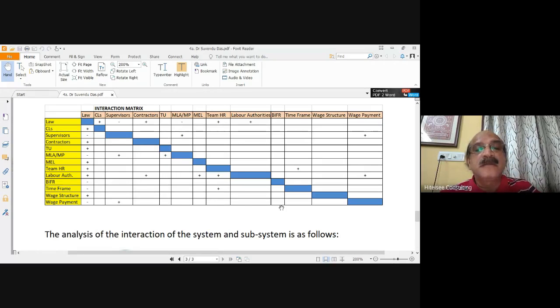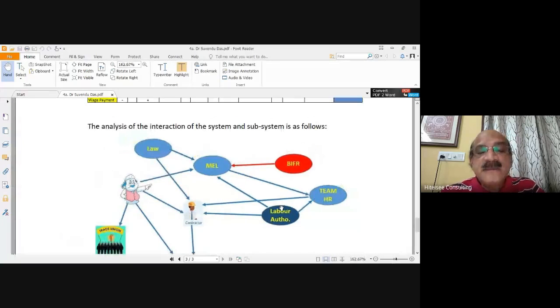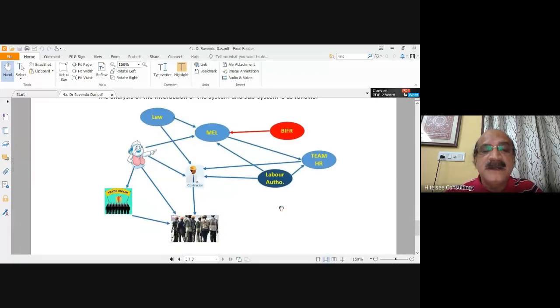And most of the blank things, you can take it as a minus or the negative thing. Coming to the interaction of the system and subsystem in this picture, as you can see, again, I have taken limited numbers because of the paucity of time. Here you can see the law played a great role in managing the company and also the contractors based on the Contract Labor Act. Since the company was under BIFR, most of the financial decisions, the company did not have the autonomy to take decisions.